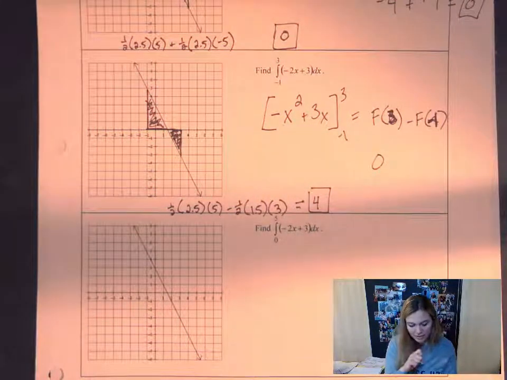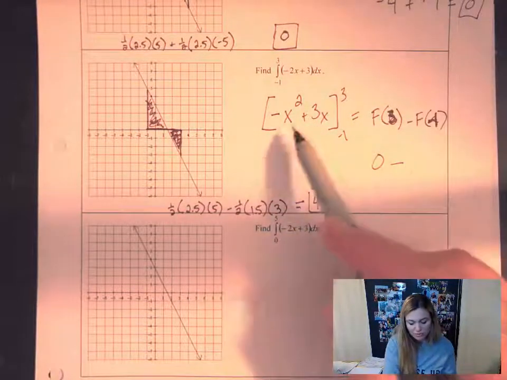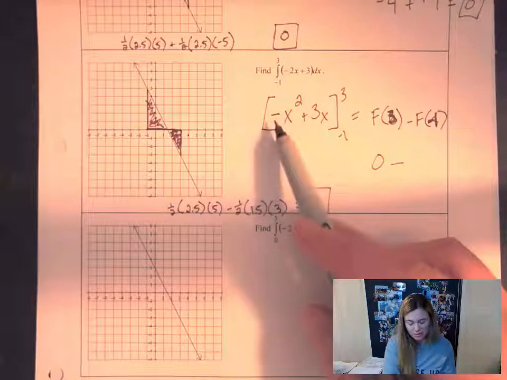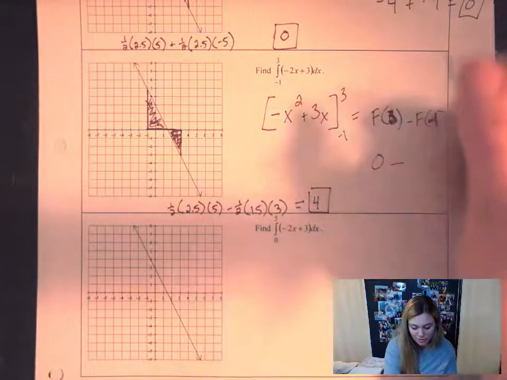This would have been -9 plus 9, so I get 0. If I substitute in -1, -1 squared would be 1, -1, minus 3 would be -4.